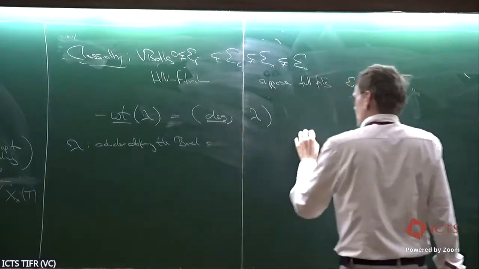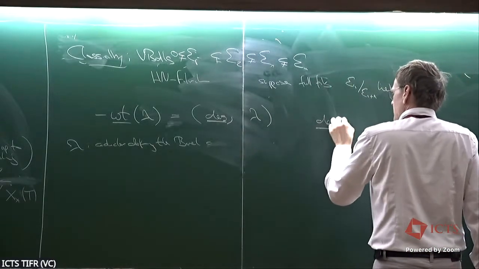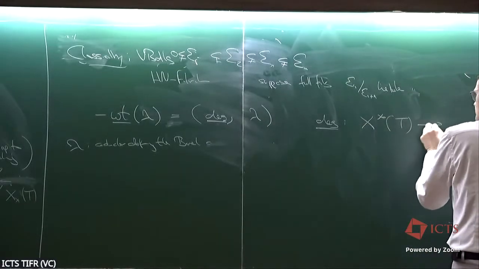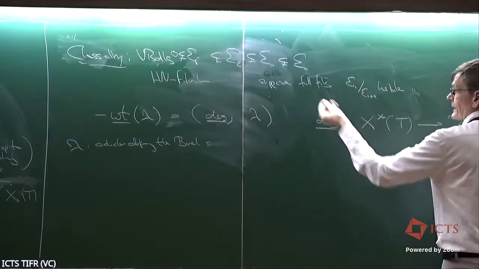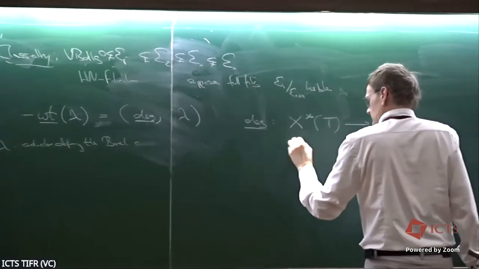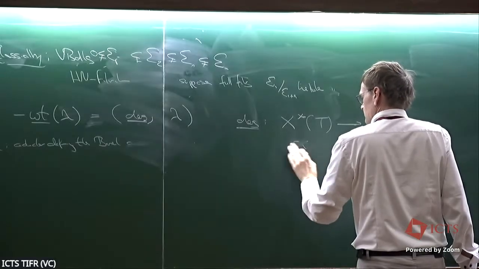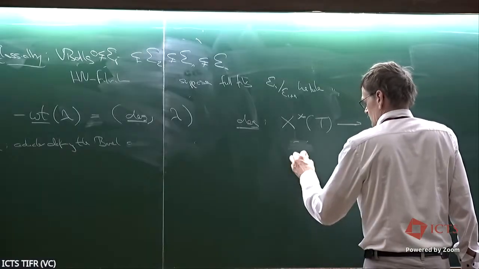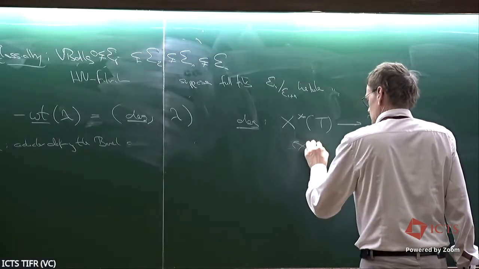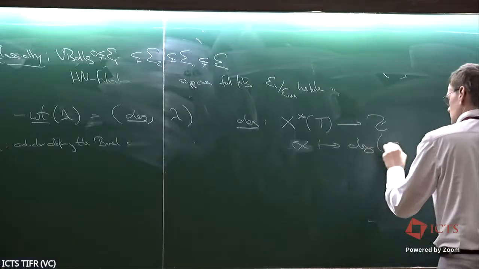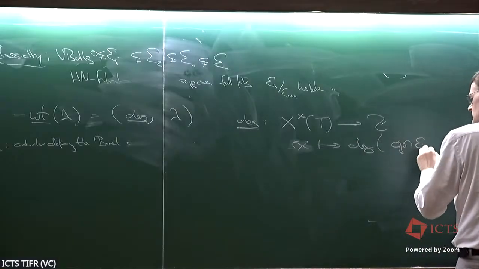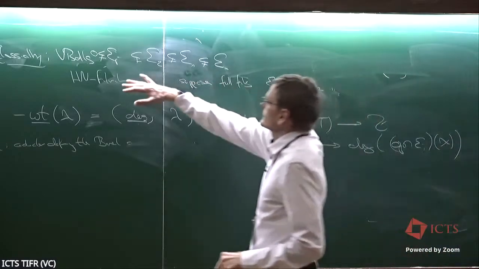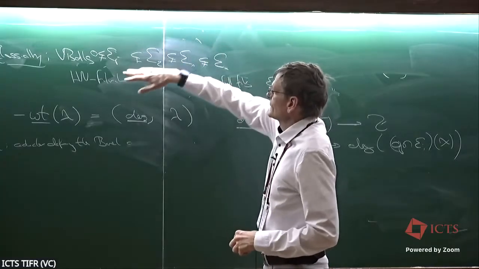So what is the degree? You have this degree. This is a function from characters of the torus to the integers that takes your vector bundle, you take the associated graded and multiply them together according to your character.